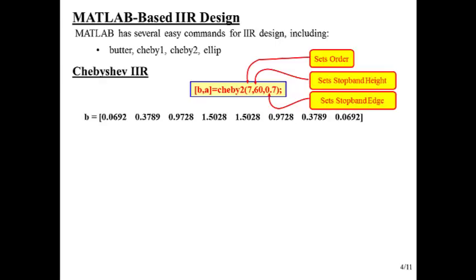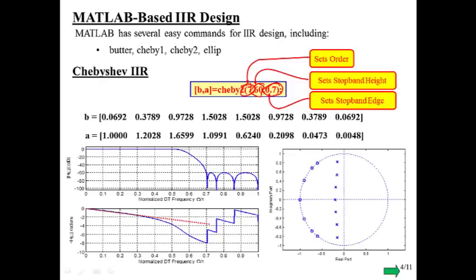We're designing an order 7. We can set the stop band height, and we can set the stop band edge. And when we do this, these are the results of that, the B and the A. And you can see that we do get an order 7. We have 8 coefficients in each: 1, 2, 3, 4, 5, 6, 7, 8. So we have as many feed forward as feed back coefficients. And we can see that we get quite a nice magnitude response.